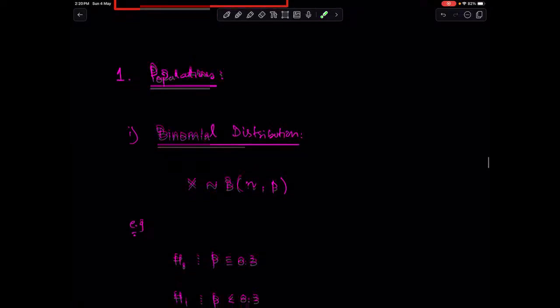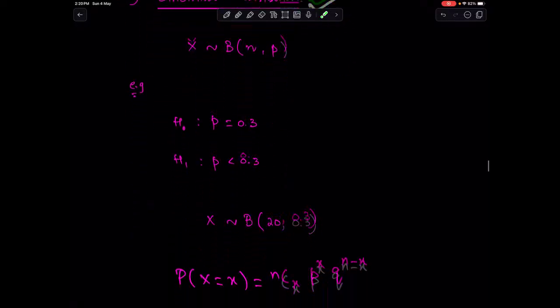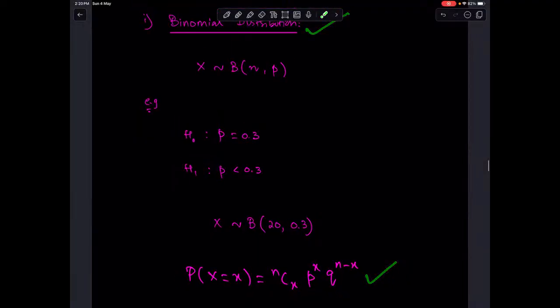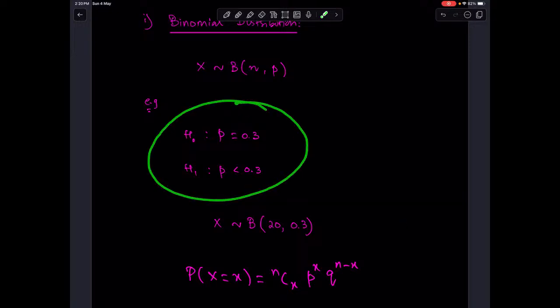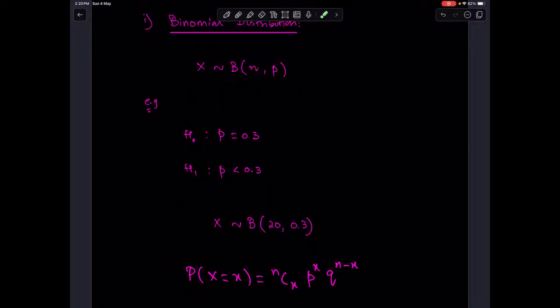Now, types of questions. I'm just going through these. You will find binomial distribution questions. This is the formula of binomial distribution. This is the way to write H0 and H1. Just remember how to write H0 and H1 and the distribution and the formula. So this is one type of question in testing, binomial testing you can say.